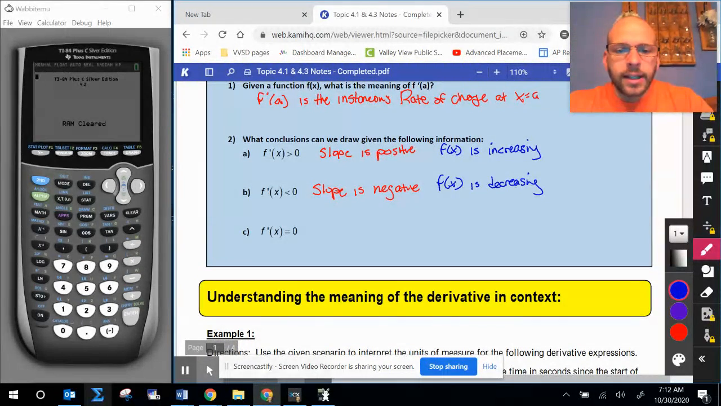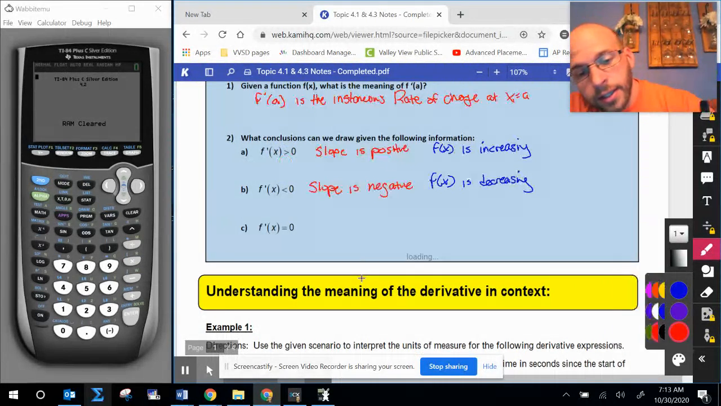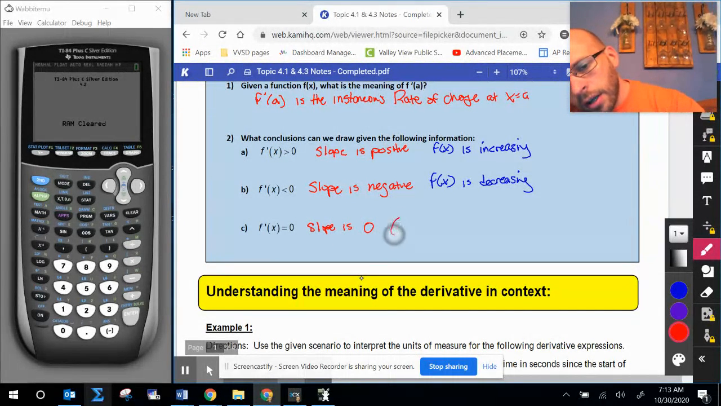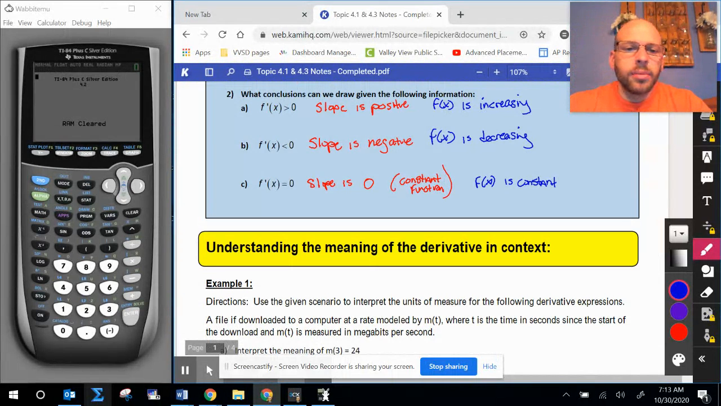And last but not least, if f prime of x is equal to 0, that means the slope is 0, or my function is constant. So the slope is 0, it's a constant function, and otherwise I could say f of x is constant. Those are just some little meanings, and I'm going to refer back to them throughout the lesson in terms of context.